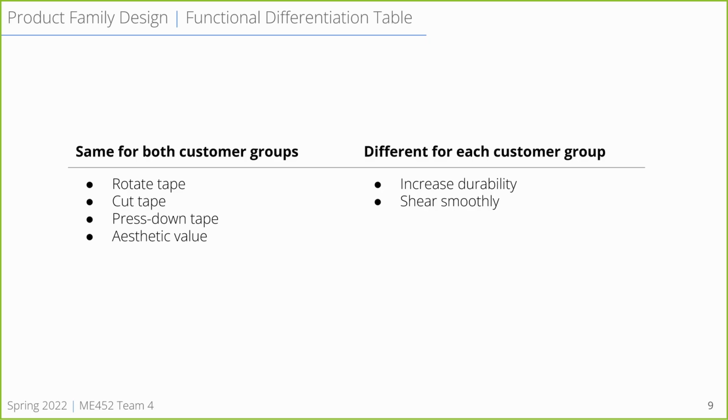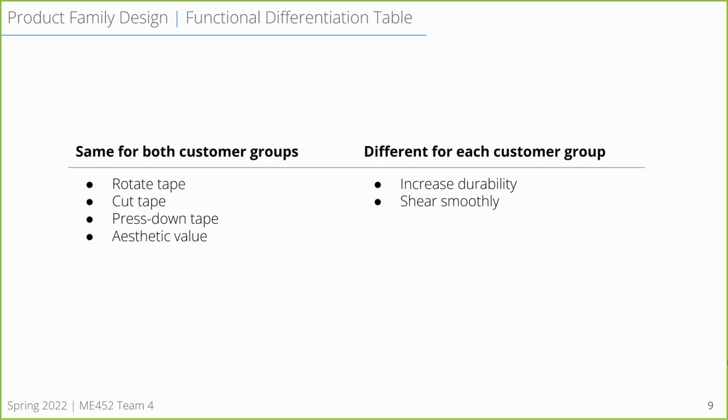Here's our functional differentiation table. For both customer groups, both variants will have the same functionality in terms of rotating the tape roll, cutting the tape, and pressing it down to seal, as well as they will have the same aesthetic value. The functional differences between the groups appear with an increase in durability and shearing ability for the secondary customer, as they will require more frequent use of the product and will also require a higher durability product. Thus, the second variant will be more durable and it will shear tape more smoothly.